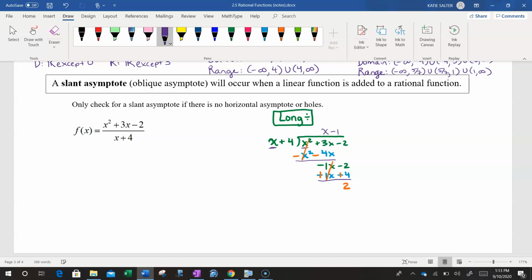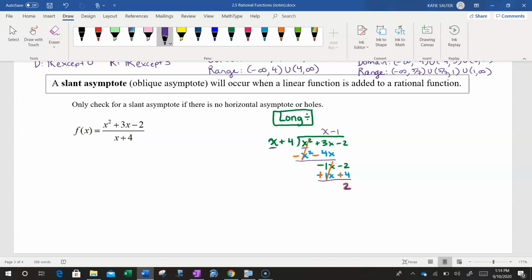Now guys, if you do long division and you do not end up with a remainder, let's say your remainder is 0, that means that you didn't factor it correctly, because you should have been able to factor it and had a common factor in the numerator and denominator. So if you factor correctly, then this shouldn't happen. It's only if you didn't have a common factor in the numerator or denominator and it doesn't have a horizontal asymptote that it would have this oblique asymptote.